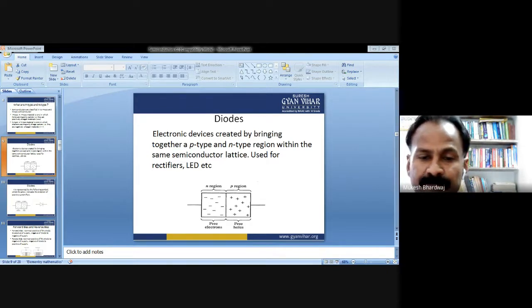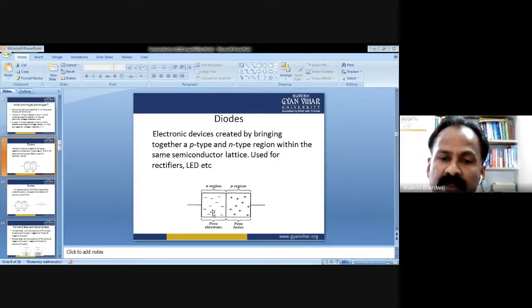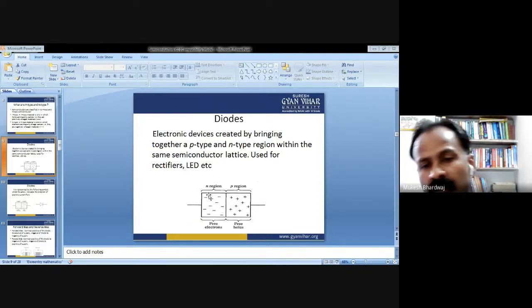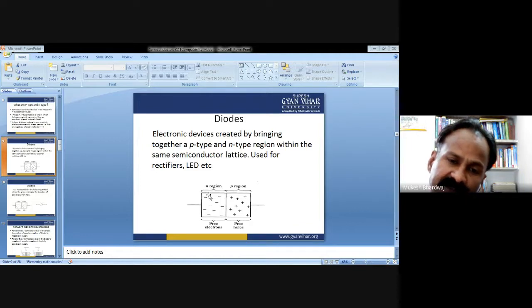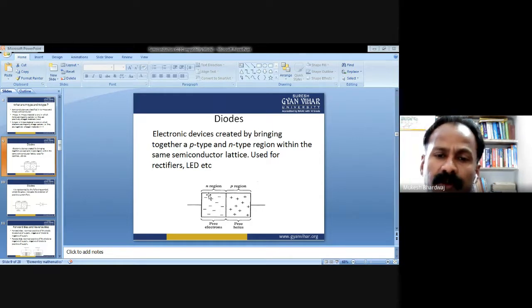As you see through the diagram, when a P-type semiconductor and an N-type semiconductor are diffused together to form a new device, this is known as the diode or PN junction diode. In some books it is written as PN junction diode, and in others you just find it written as diode. P-type is the semiconductor which contains positive charge carriers as the majority charge carriers, and N-type is the semiconductor which contains negative charge carriers as the majority charge carriers.